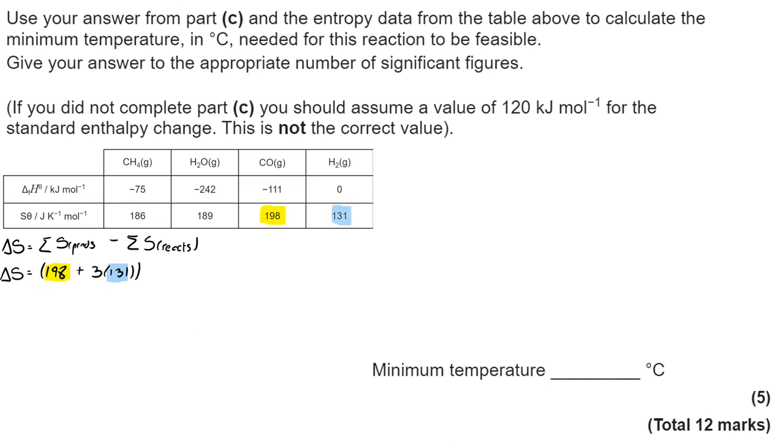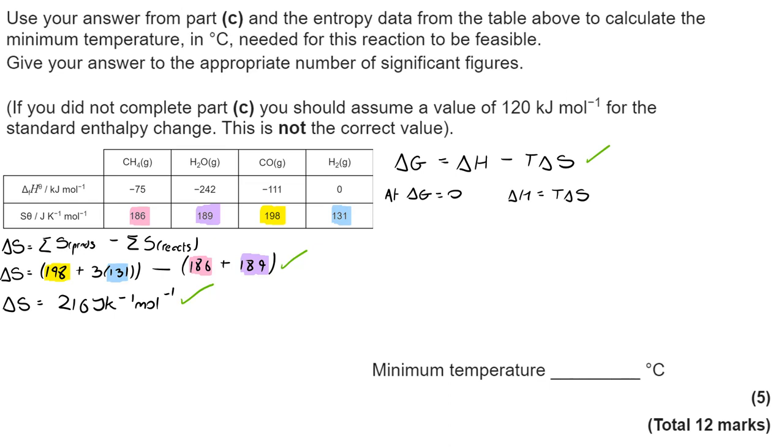You can see I've multiplied the H2 by 3 because there are 3 moles in the equation. And I subtract my entropies of the reactants. No multiples because there's only 1 mole of each in the equation. This allows me to work out that delta S is 216 joules per Kelvin per mole, and I've now got 2 of the 5 marks.